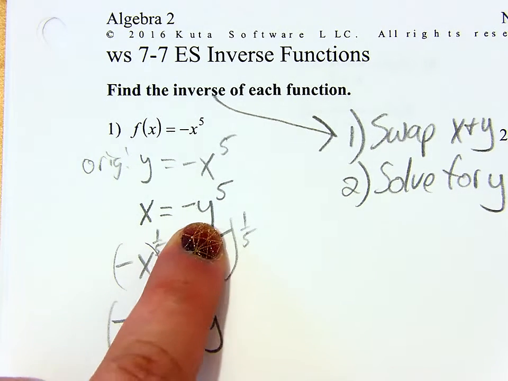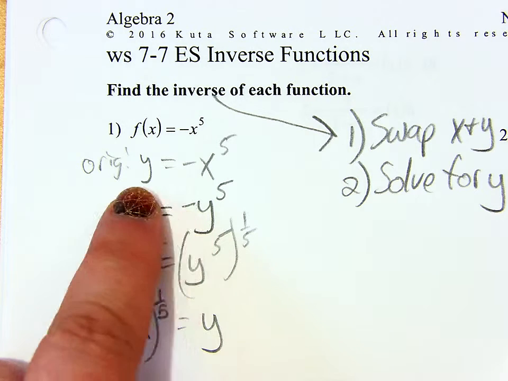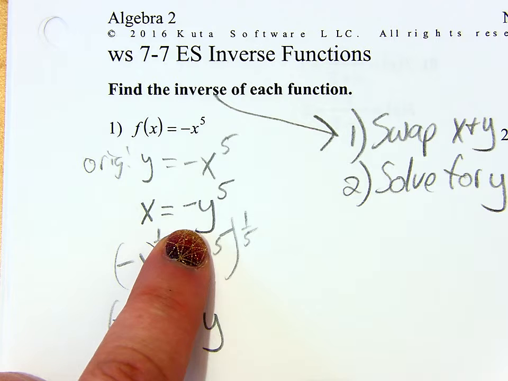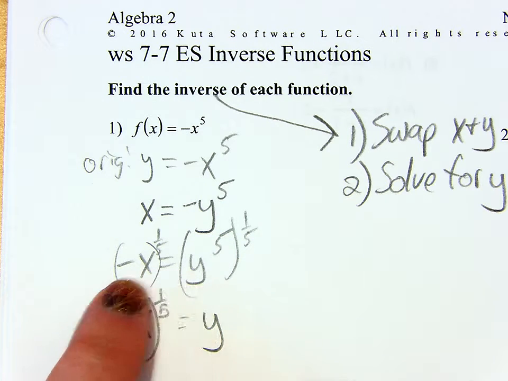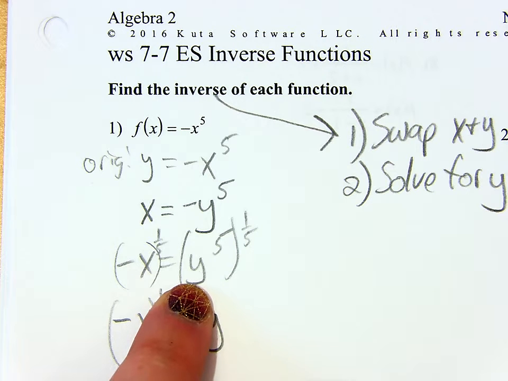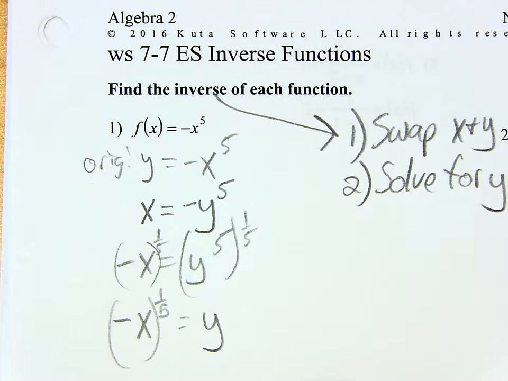So you understand this line right here? x equals negative y to the fifth? Sort of. Because you just take the original and you swap the x and y. But now I need to get y by itself, so I divided both sides by a negative. And then to get rid of the 5th power, I raise both sides to the 1/5 power.